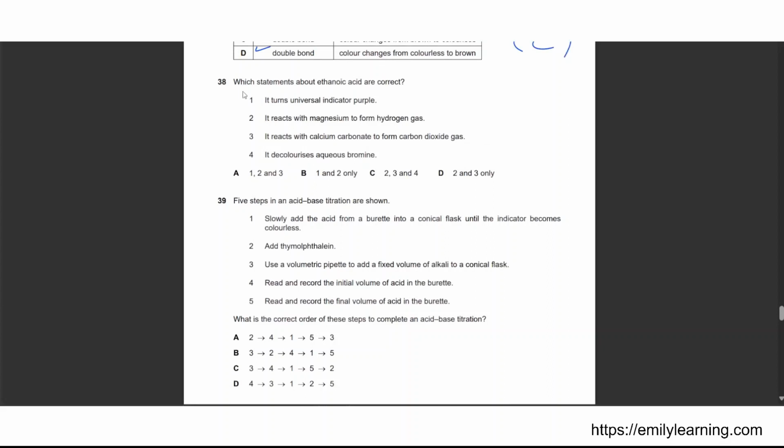Moving on to question 38, which statements about ethanoic acid are correct? So ethanoic acid is an acid, so it's acidic, so it doesn't turn universal indicator purple. Purple is for alkaline. Okay, it turns it red or orange because it is acidic. It reacts with magnesium to form hydrogen gas. Yes, magnesium is above hydrogen in the reactivity series. So this metal can react with acid to give hydrogen gas. So this is correct.